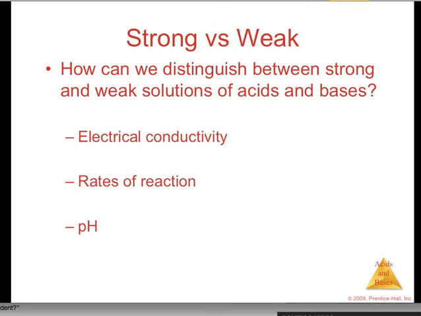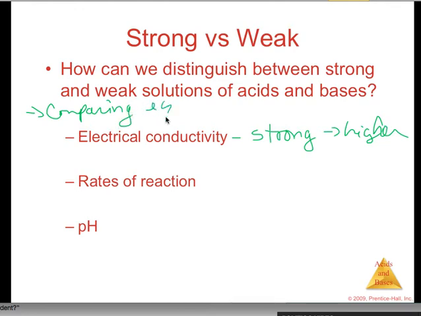How do we distinguish between strong and weak solutions of acids and bases? Well, a strong acid or base is going to have a higher electrical conductivity for equal molar solutions. And here you have to remember that we are going to be comparing equal molar solutions. Okay, that's the starting molarity of a solution.